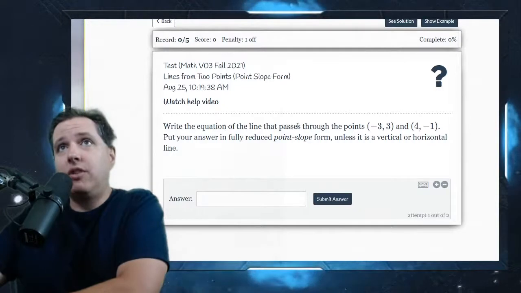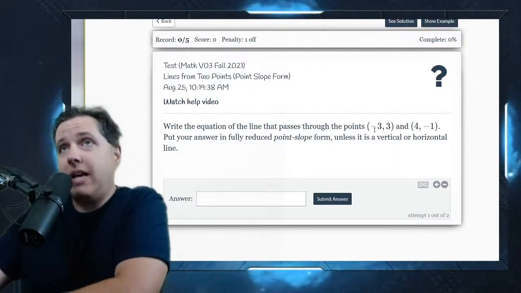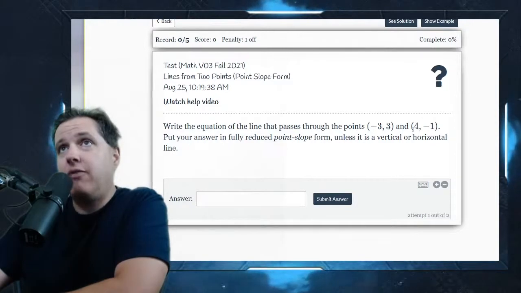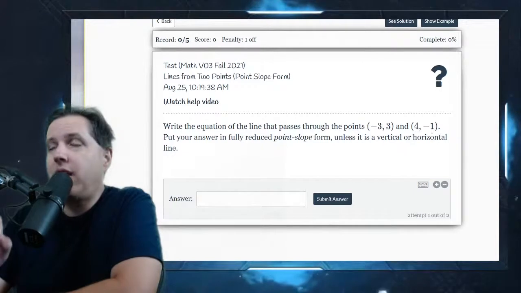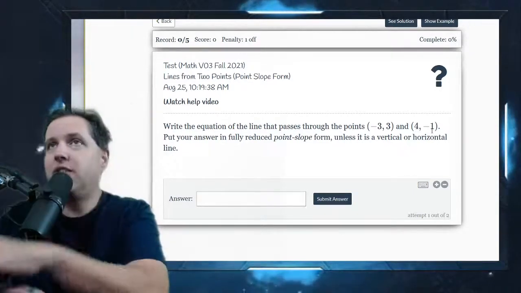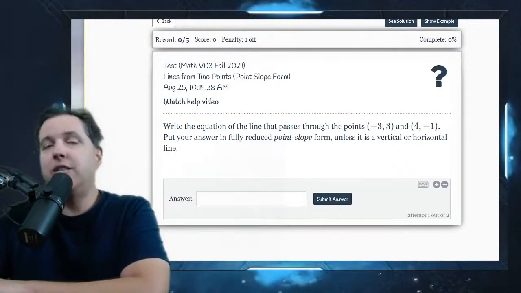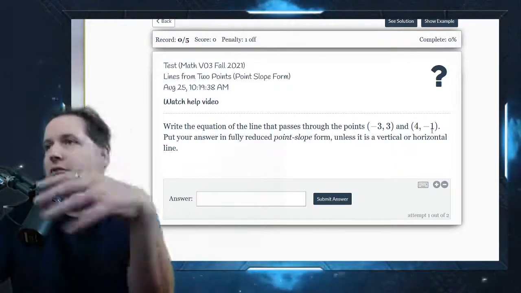So write the equation of the line that passes through (-3, 3) and (4, -1). Okay, so they've given us 2 points. We want to find the equation of the line that goes through that. There's a whole bunch of variations of this that you see in algebra. Find the equation of the line that goes through this point and is perpendicular to this other line. There's lots of different things.